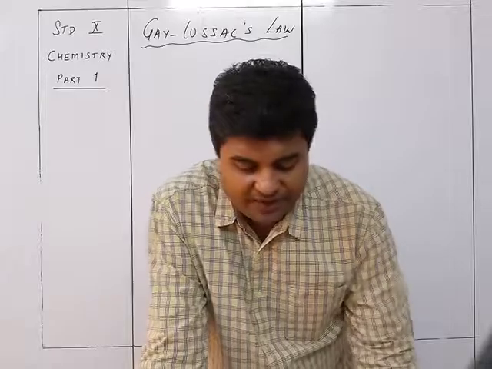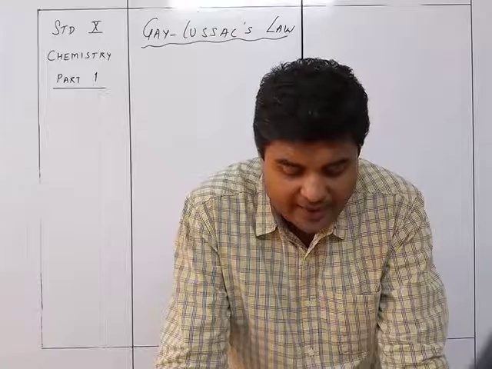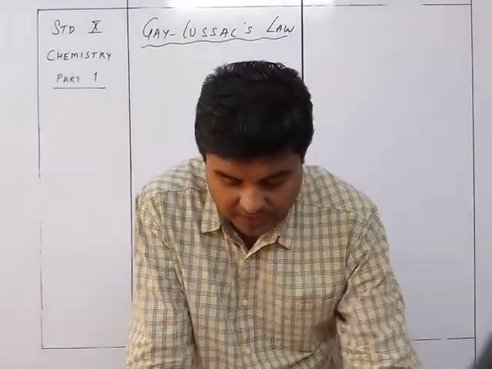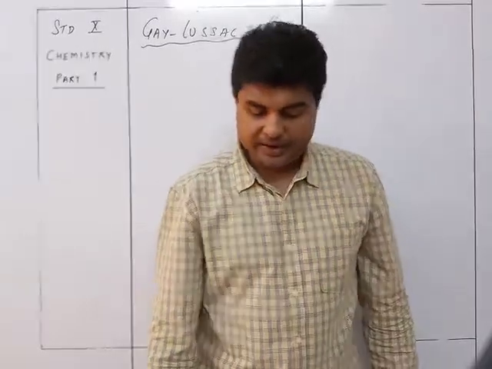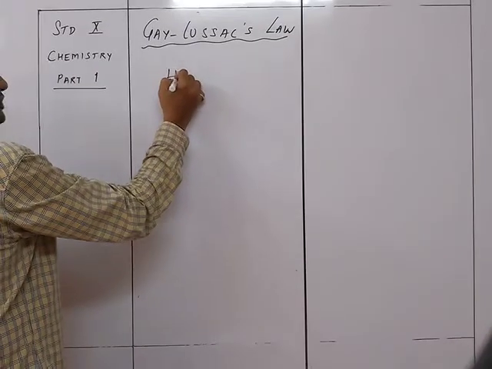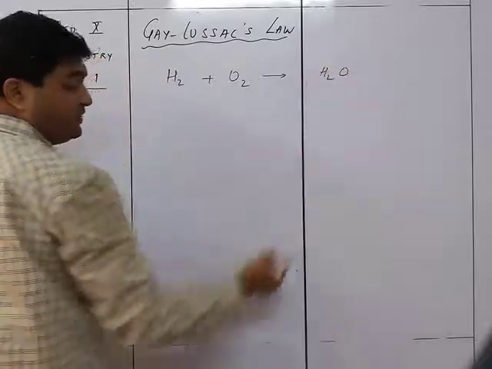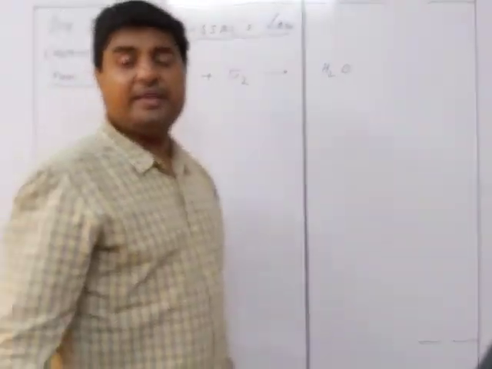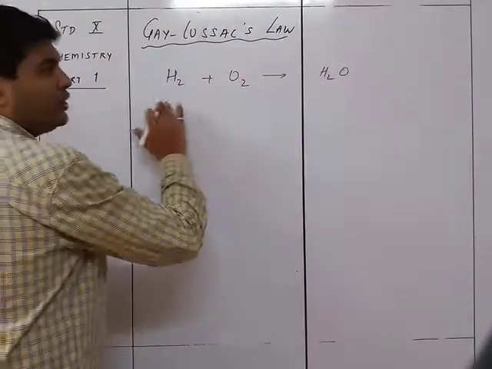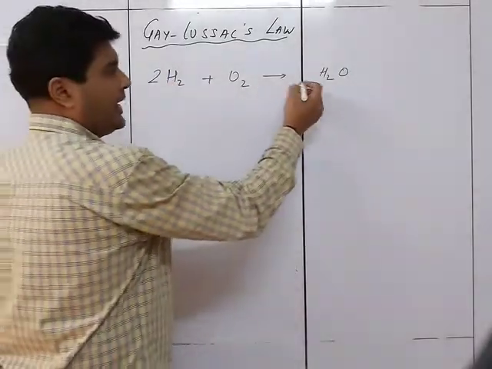Gay-Lussac's law can be verified or illustrated by studying the following example, in which a simple whole number ratio exists between the gaseous reactants and products. Let's say we know that H2 plus O2 is going to give me H2O. Now if this H2O so formed is in the gaseous form, that is water vapor, then I need to balance this. To balance it, I have to put 2 here, 1 here and 2 here.